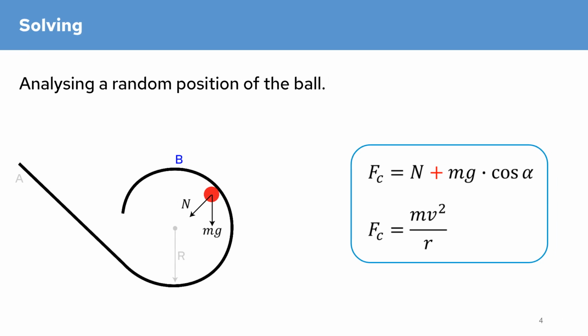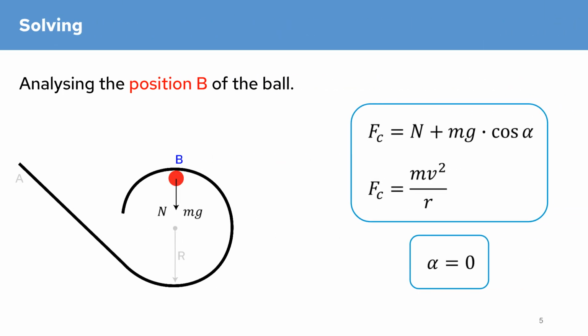Similarly, let us analyze another random point of the ball. Here, we can see the centripetal force is the sum of the normal force and the component of weight acting toward the center. We now apply our general analysis specifically to position B, the very top of the circle.